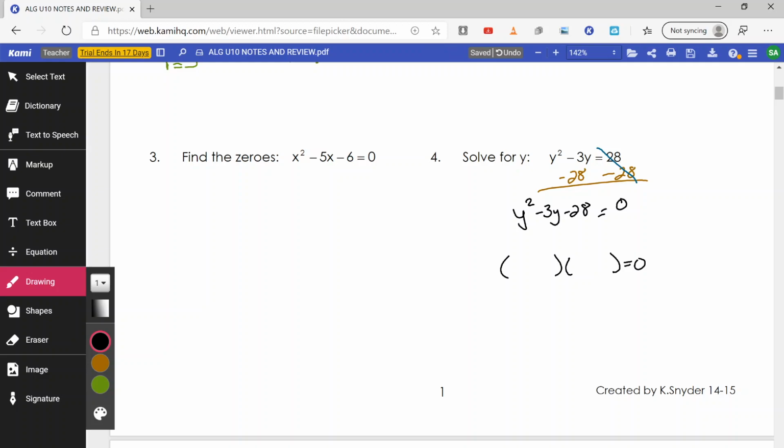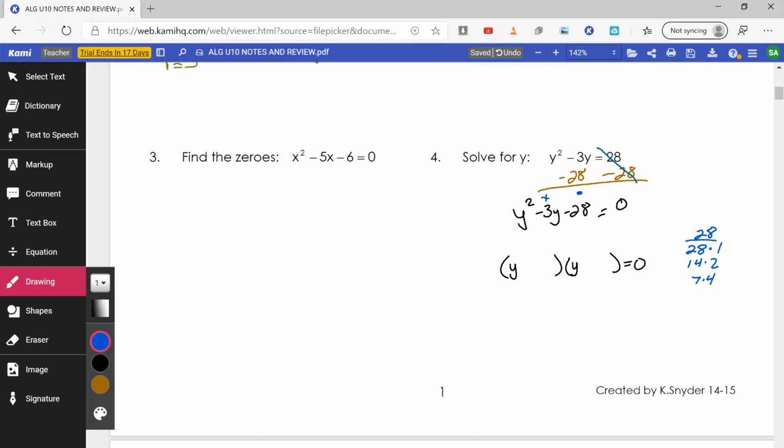First thing, we'll multiply to y squared. So the only thing that can multiply to y squared is y times y. Next thing, we got to come up with the numbers. And again, the numbers must multiply to negative 28 and add to negative 3. So what numbers will multiply to 28? Well, we got 28 times 1, 14 times 2, 7 times 4. So we have 3 options here.